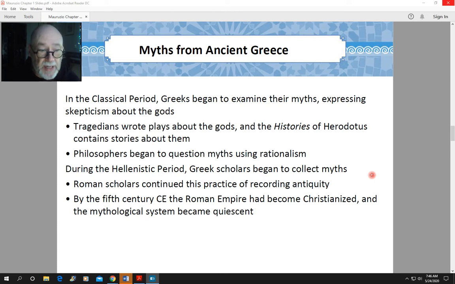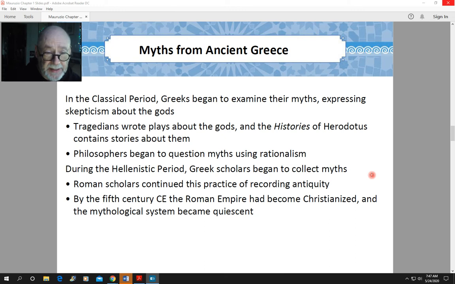The tragedians wrote plays about the gods, and the tragedians are all Athenian. We have 3 tragedians who we have works from: Aeschylus, Sophocles, and Euripides. We'll be looking at a play from Aeschylus, another one that's attributed to Aeschylus but may not be by him, and we'll be looking at Euripides. Sadly, Maurizio does not include Sophocles, whose most famous play, the Oedipus, would have been worth including, I think.